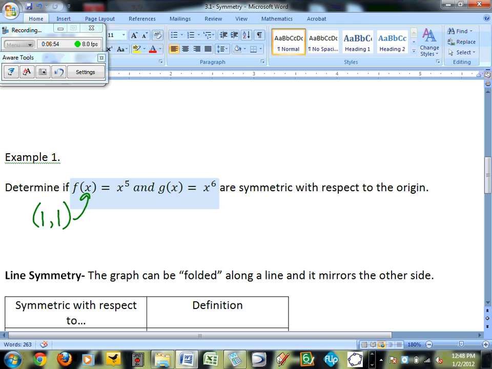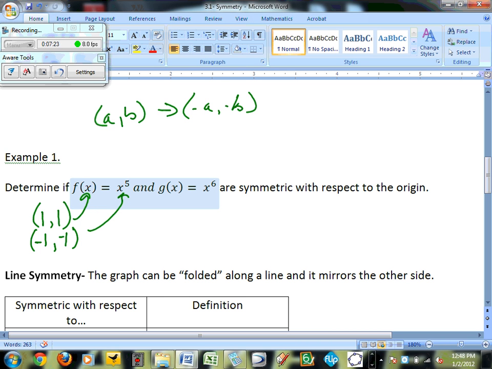So we said that if A, B exists, then -A, -B had to exist. If I plug -1 into this, -1 to the 5th power is still -1. Anything to the odd power doesn't change it. It will still be a negative, it doesn't change to a positive. So -1, -1 does exist.